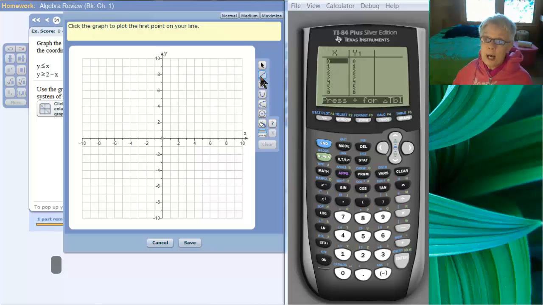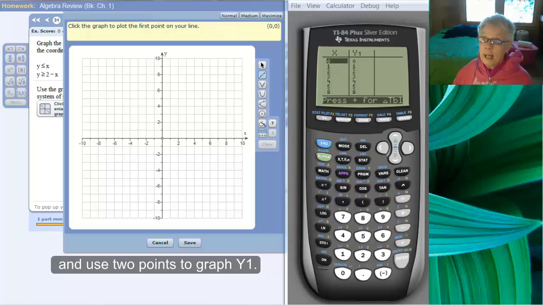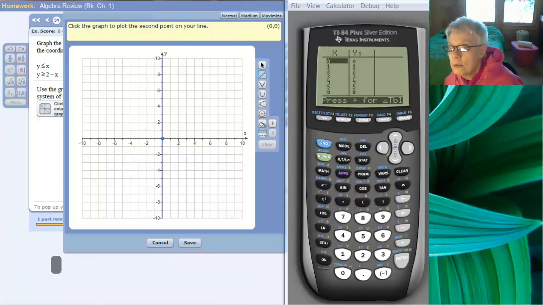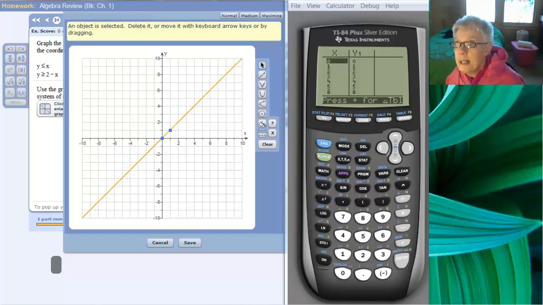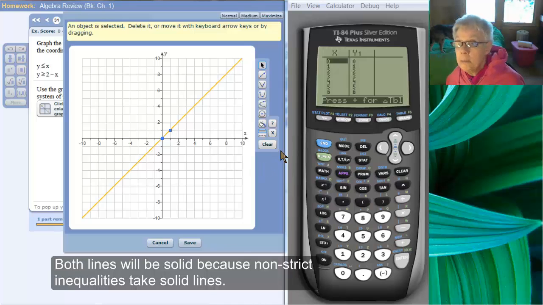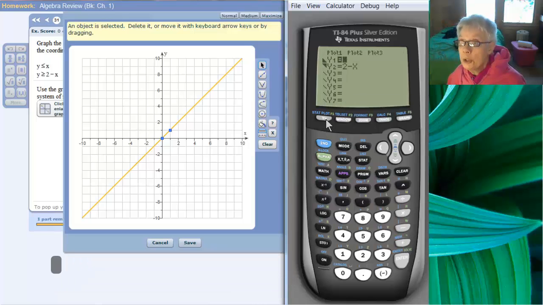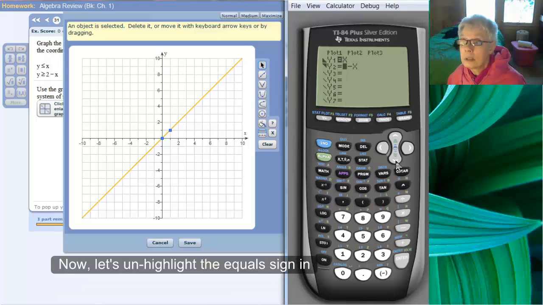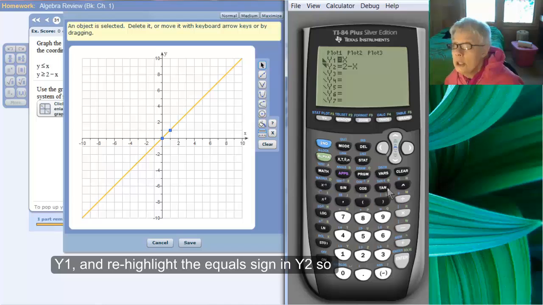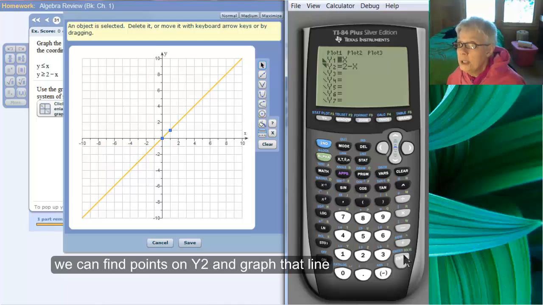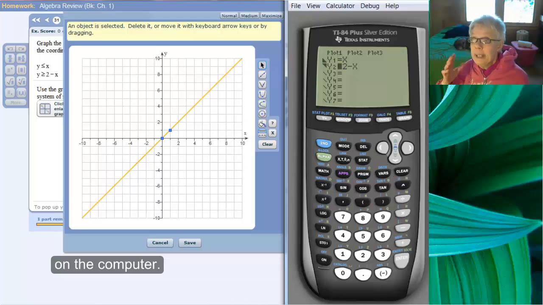I'm going to choose the line tool, and I'm going to find my first point, which is 0, 0. And then I'm going to choose 1, 1. And the line is going to be solid because we've got less than or equal to. Now I'm not shading yet. I'm going to go down to y2. No, I'm going to go to y1 and hit enter on the equal sign in y1 to turn it off.